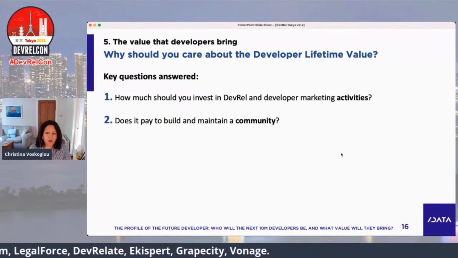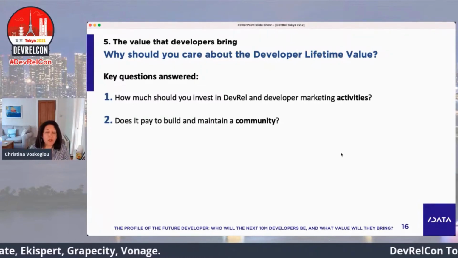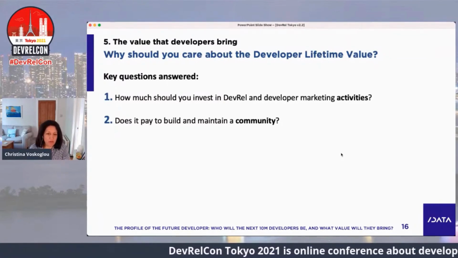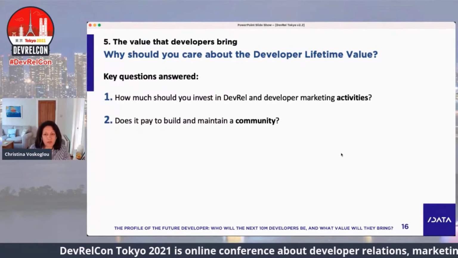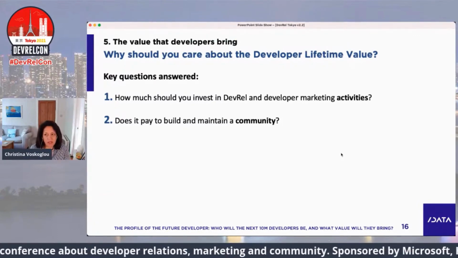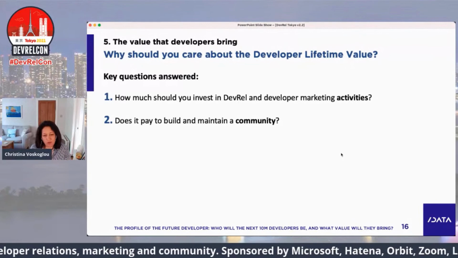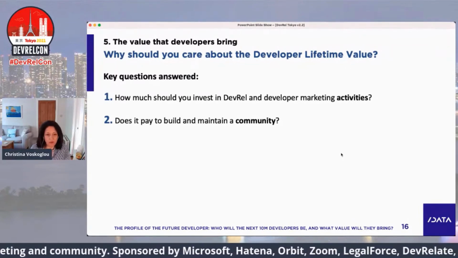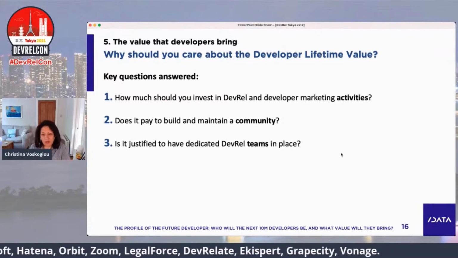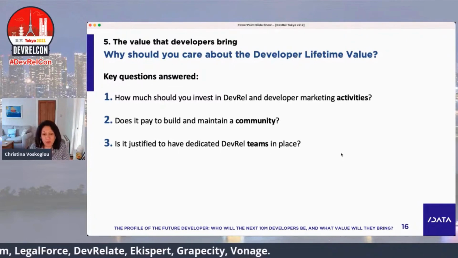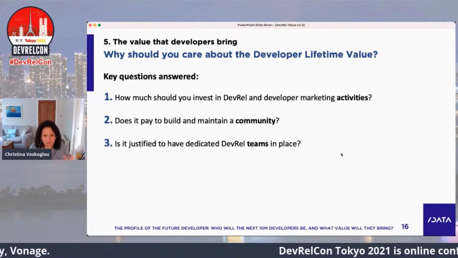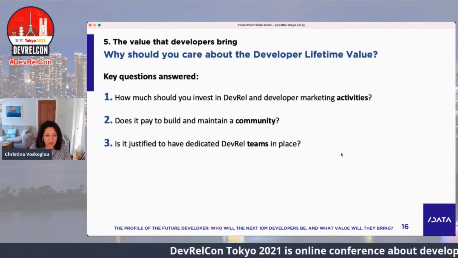And it's not about only the cost of the activities, it's about a community. Many folks are wondering whether it's a good idea to build their own community or just be part of a broader community maybe. So this is a key metric that would give you an idea. Does it pay to build and maintain a community? By estimating the value that you get from each developer that joins is where you get your numbers. And the other thing is, is it justified to have DevRel teams? How much a team is going to cost versus how many developers we expect to onboard that way, and what value will those developers bring? That will give you an idea of the P&L there.